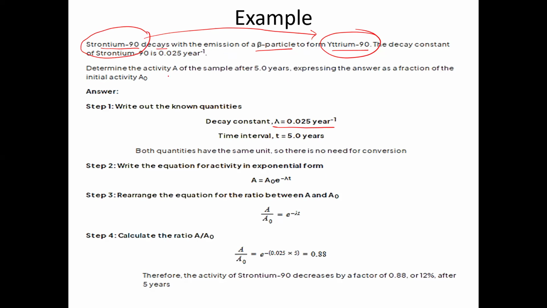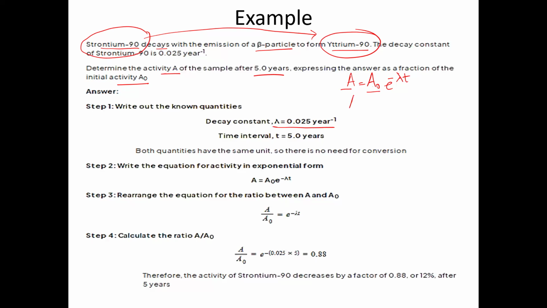Then the question says determine the activity A of the sample after 5 years, expressing the answer as a fraction of the initial activity A naught. So this is about activity. We know what formula we are going to use in this specific case: A is equal to A naught e raised to power minus lambda t. It says determine the activity A in terms of A naught, so we have to answer it in that form.